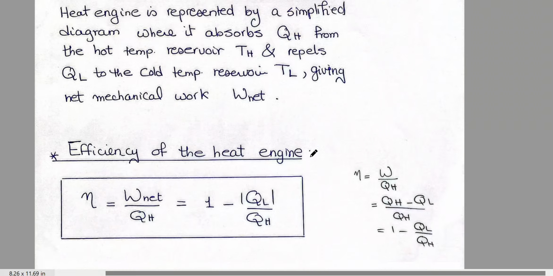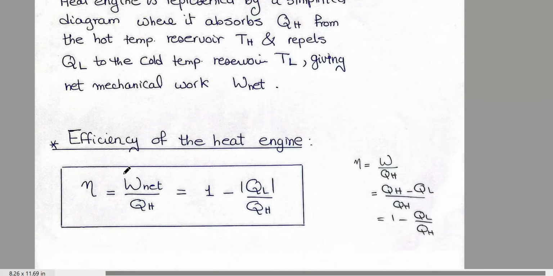So we define the efficiency of these engines as the work net divided by the QH. This is the output. This is the outcome. This is what I want from the engine. I want work. And I am giving the engine QH, which is burning a fuel and giving heat to the gas.